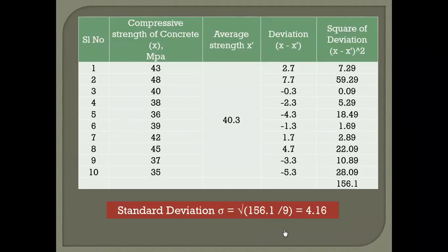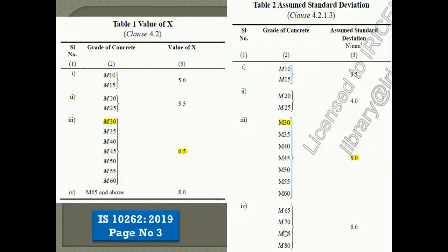So if we have the compressive strength values for all the 30 cubes, then we can find the standard deviation in this way. Or else, if we don't have the values of all the 30 samples, then the code itself has specified the value for standard deviation. It is in Table number 2. For the different grades of concrete, the standard deviation is already assumed. So if you don't have the compressive strength values, then you can assume the values given in the code book. It is there in IS 10262, page number 3.